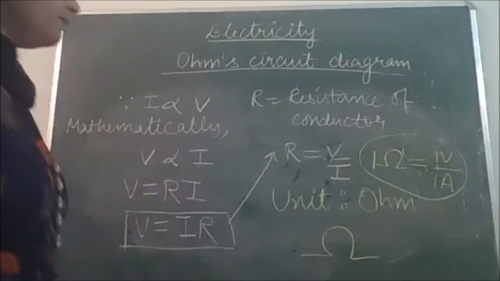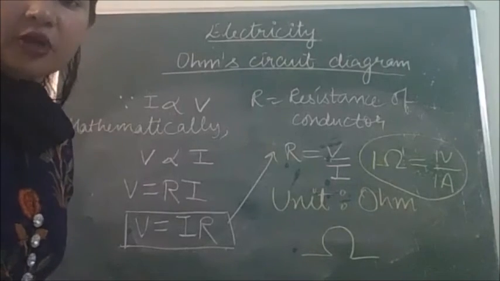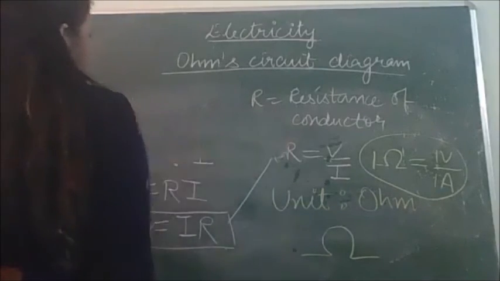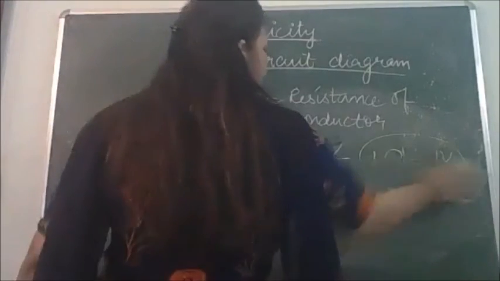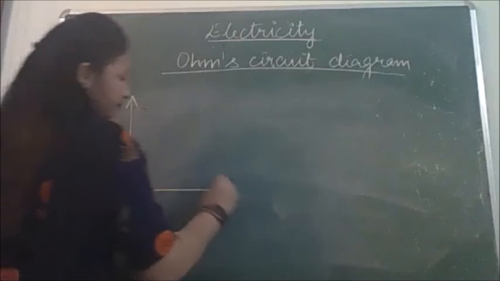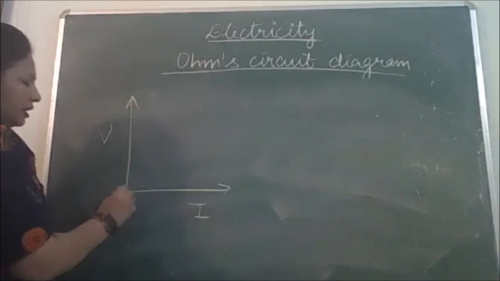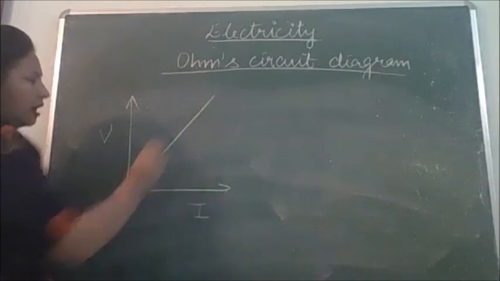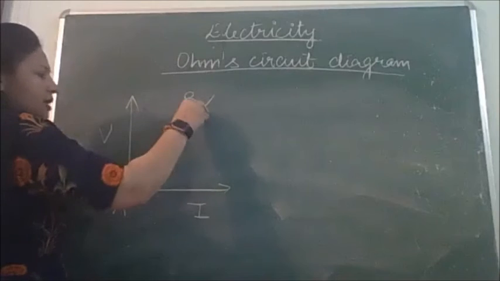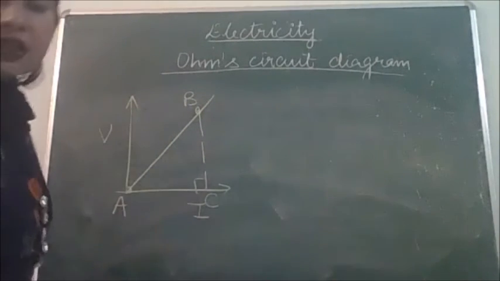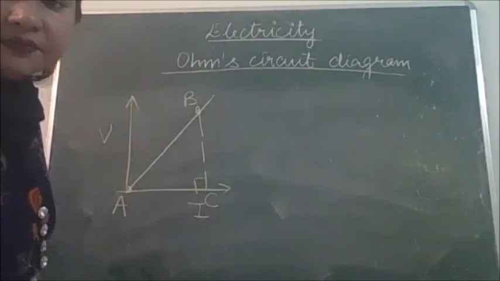Okay. Now let's come to VI graph. What is the importance of VI graph? Write the importance of VI graph. VI graph, let us find its slope. We have I here, V here, and it's a straight line. Let us take 2 points on the graph, A and B, any 2 points we can take, and complete this right angle triangle.